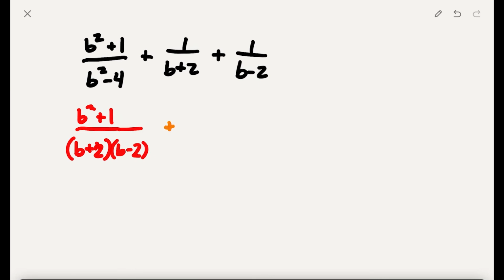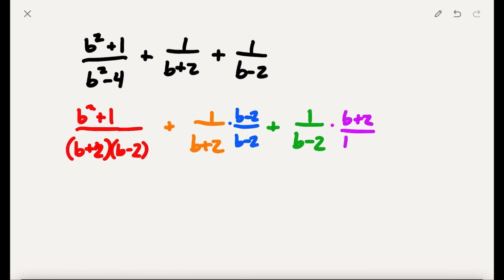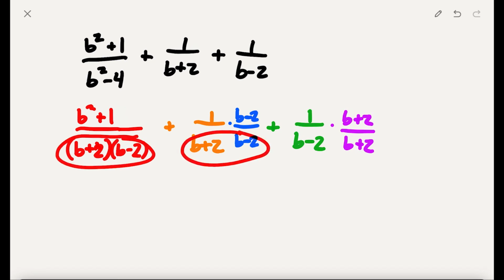Okay, then I'm going to add this to that 1 over b plus 2, and then add to the 1 over b minus 2. If you notice, I left some room here because I need to have all these denominators the same. So I'm going to multiply this one by b minus 2 over b minus 2, and then I'm going to multiply this one over here by b plus 2 over b plus 2. Okay. So this is going to simplify everything because if you notice, all of the denominators are the same now. So same, same, same. So I'm just going to combine all the denominators.